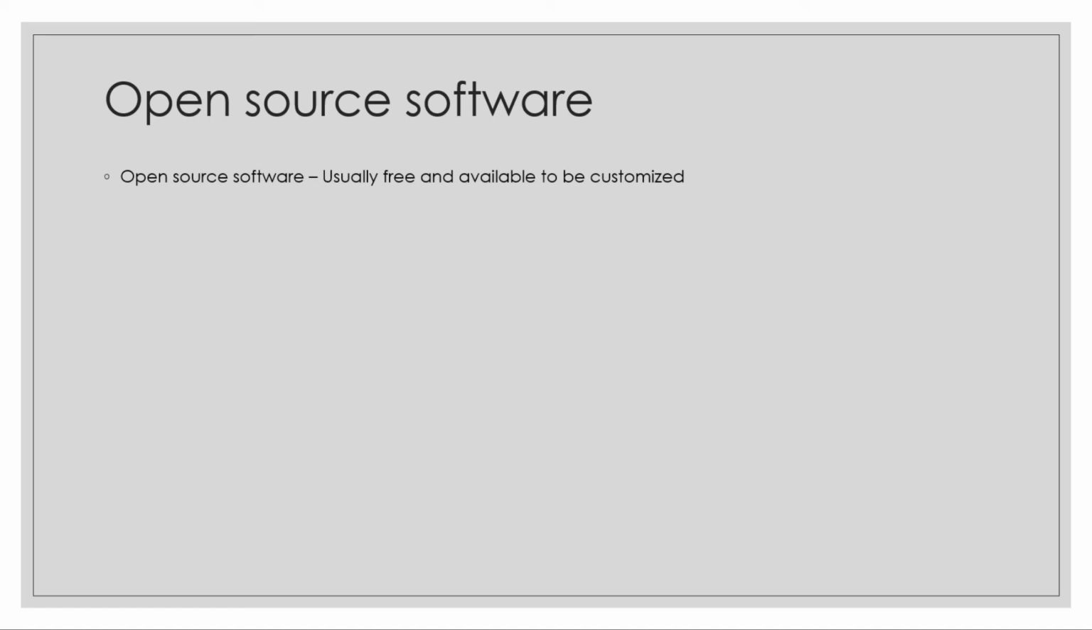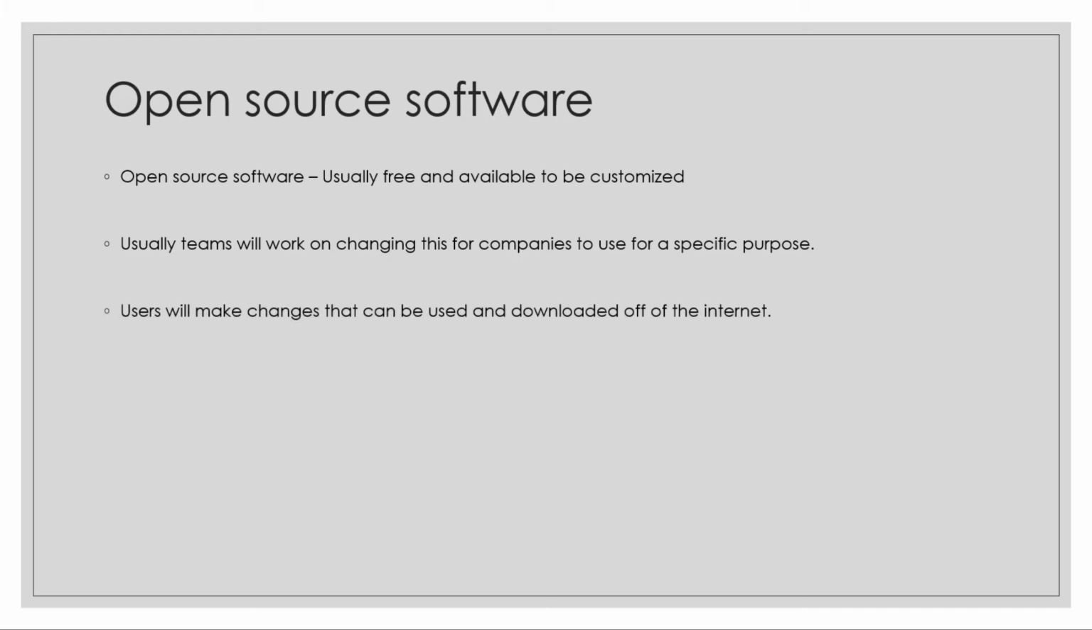So going straight into open source software, like I've mentioned in the operating systems videos previously, it's usually free and obviously available to be customized. That's the whole point of open source software. It's free, and then you can customize it however you want. You can see all the code for it. It's not private. You can do what you want. So usually you'll have a department that will work on changing this for a company so they can use it for a specific purpose. Something like Graphene OS. Have a look at what Graphene OS is, because that was designed specifically to do a specific task for Android phones. So usually a team will work on that specific thing.